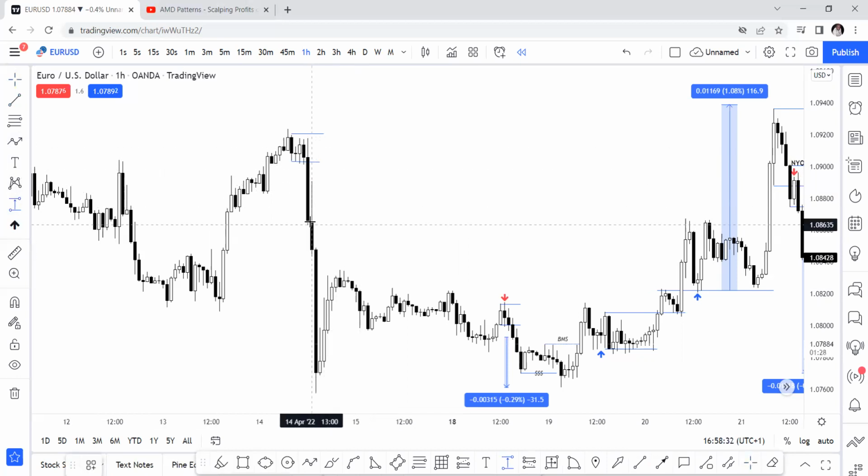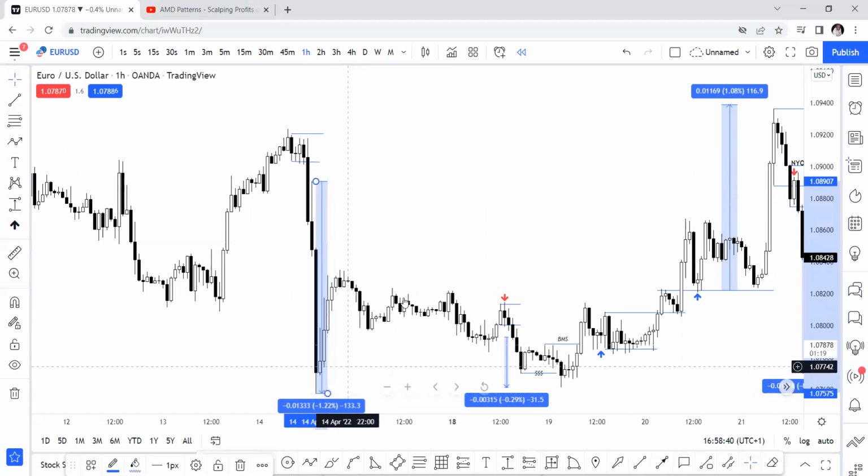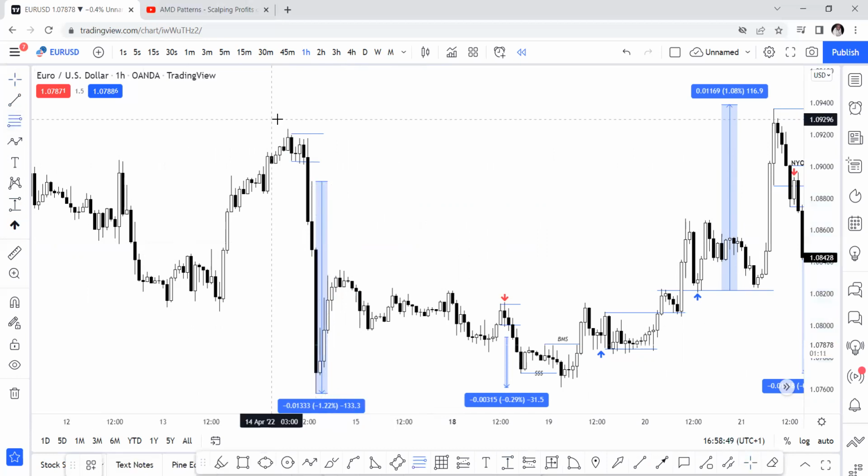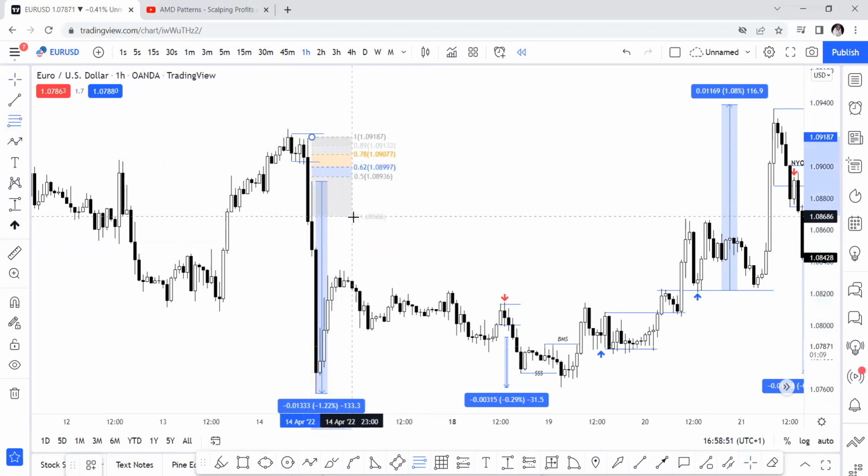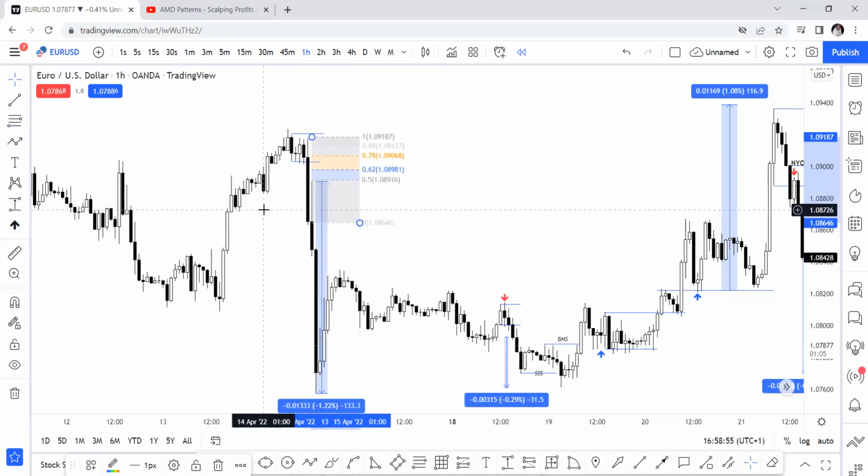Then we have a breakthrough, then a pullback will give you your good entry point. That's almost about 133 pips. You see the pullback. Yeah, you have a breakthrough here, then a retest. You can decide to use this to track it, that's at the 0.50 mitigation level.